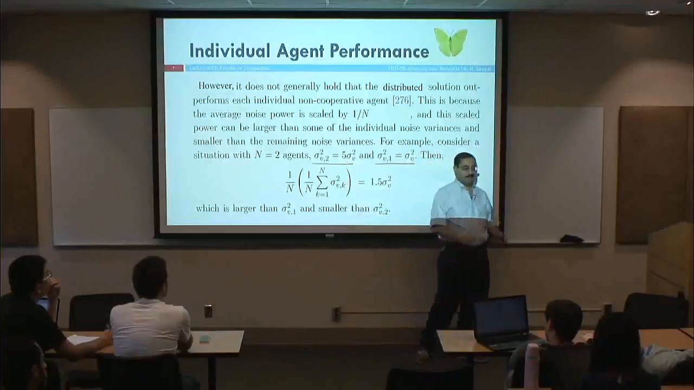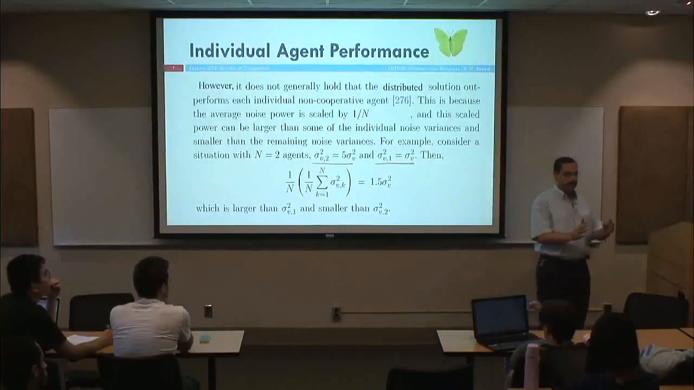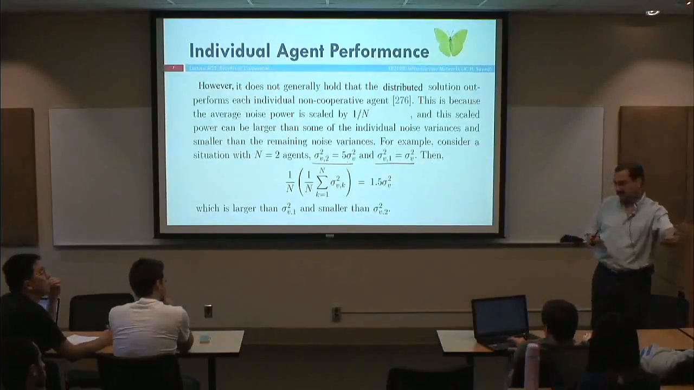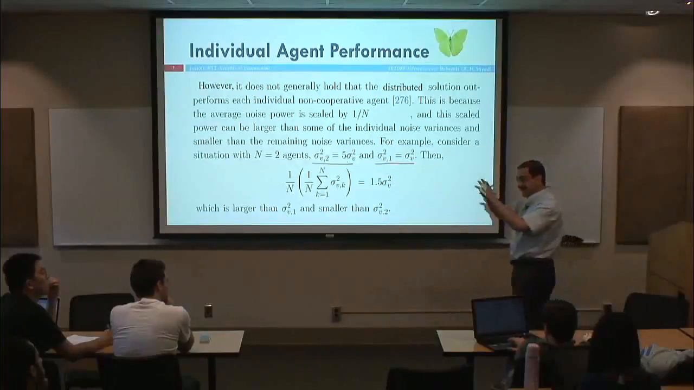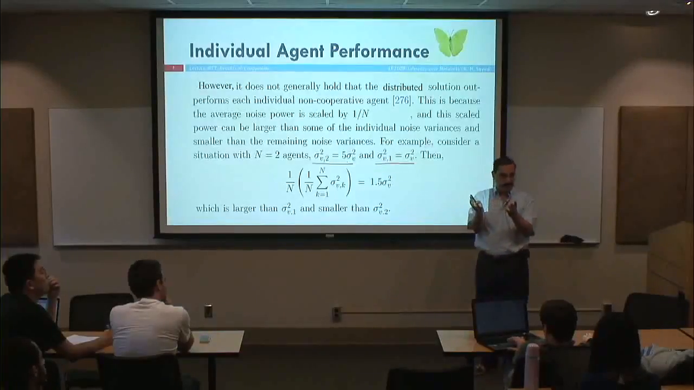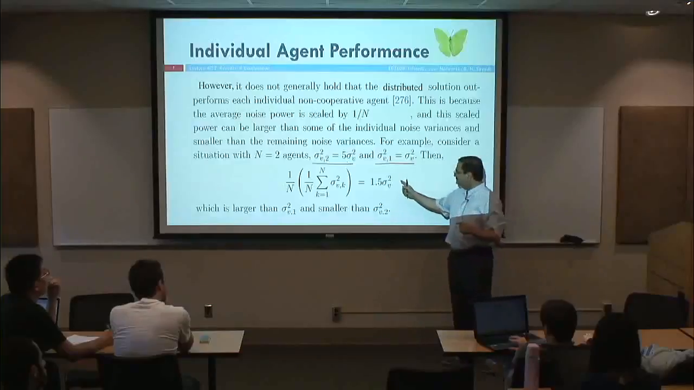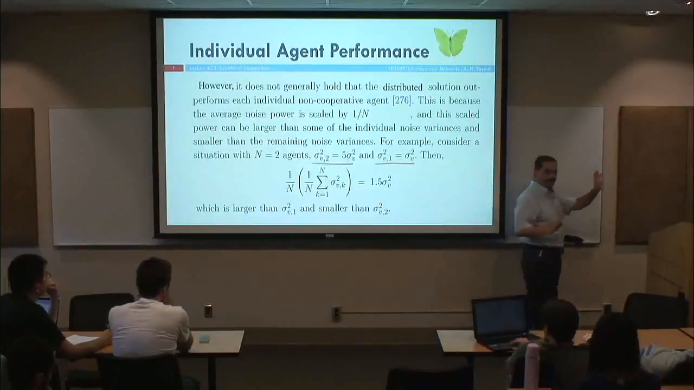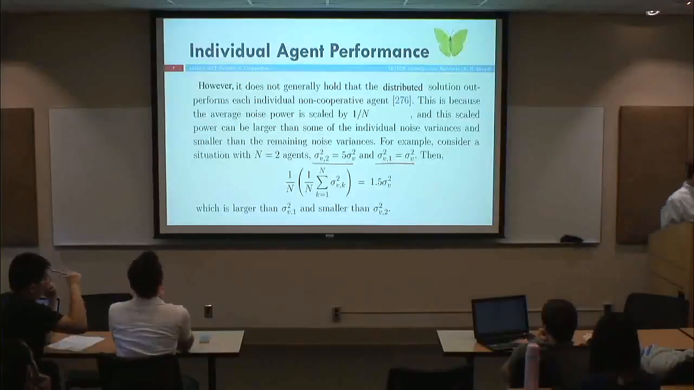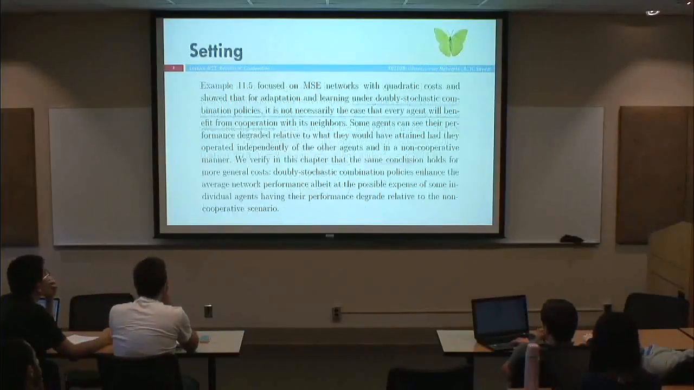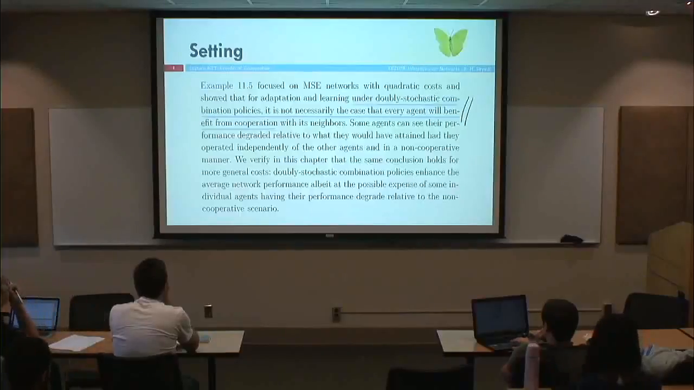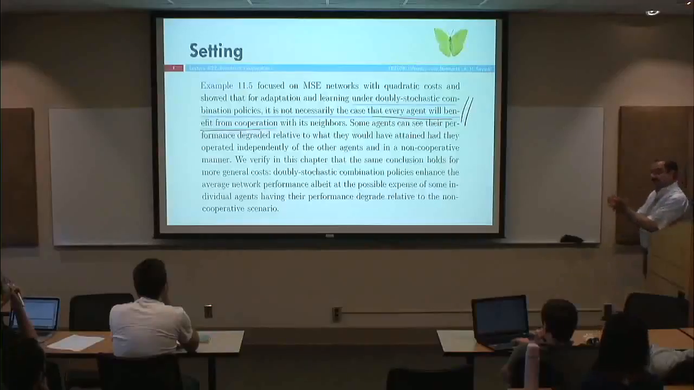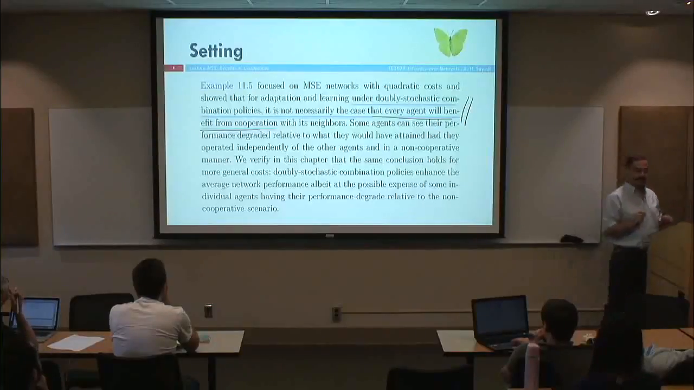So this is an example where, even though the network performs as well as the centralized solution, better than the average non-cooperative solution, you don't necessarily perform better than each individual agent. You understand it? The same problem we had before with the centralized solution. So that's what I'm saying here. It's not the case that every agent will benefit from cooperation. The network as a whole benefits, but not every individual agent.